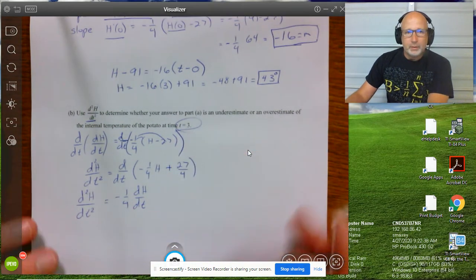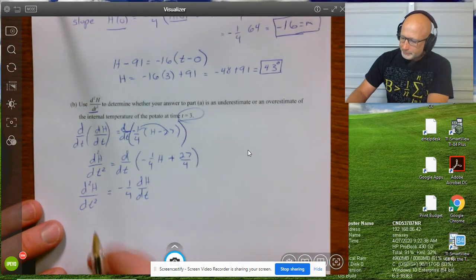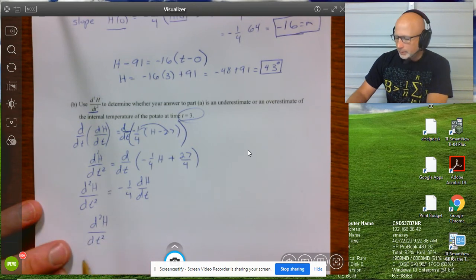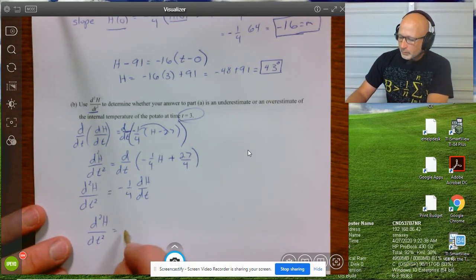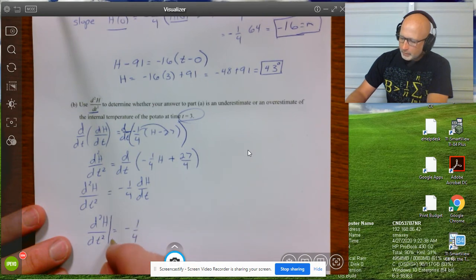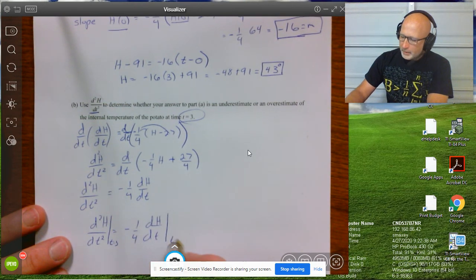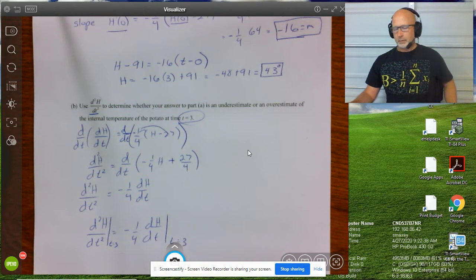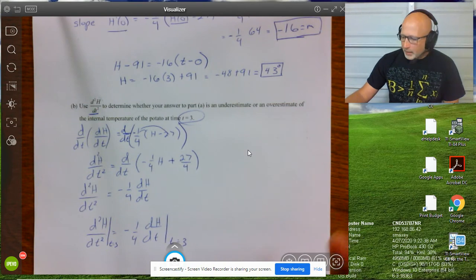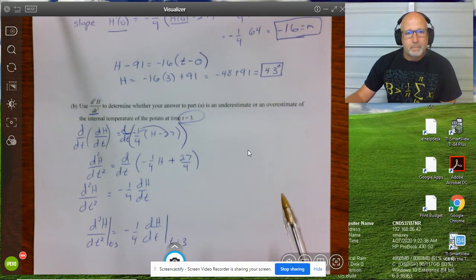Now I want to evaluate it at time t equal to 3. So I'm going to go to the second derivative of h over dt squared is equal to negative 1/4, and this is time t equal to 3. So negative 1/4 times dh dt at t equal to 3. Okay, now I don't actually need to come up with an answer for the second derivative here.